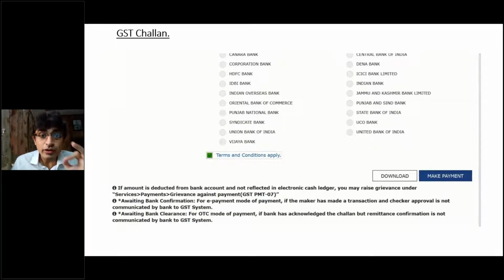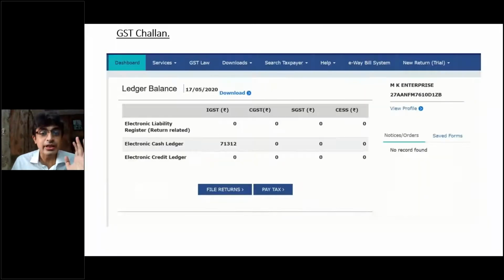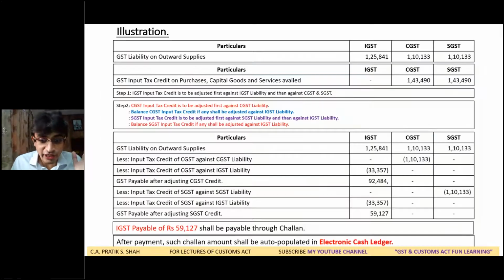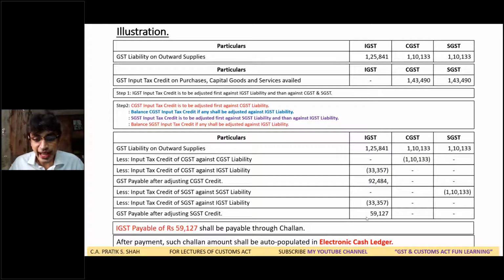Understood? So what was the crux? 14 digit. What is the number? Common Portal Identification Number, CPIN number. And after you make the challan payment, it goes to which ledger? Electronic cash ledger. So these are the ledgers which are very, very important.